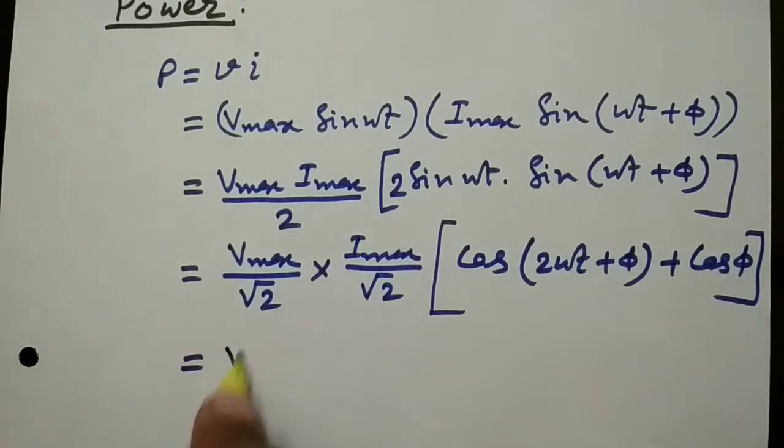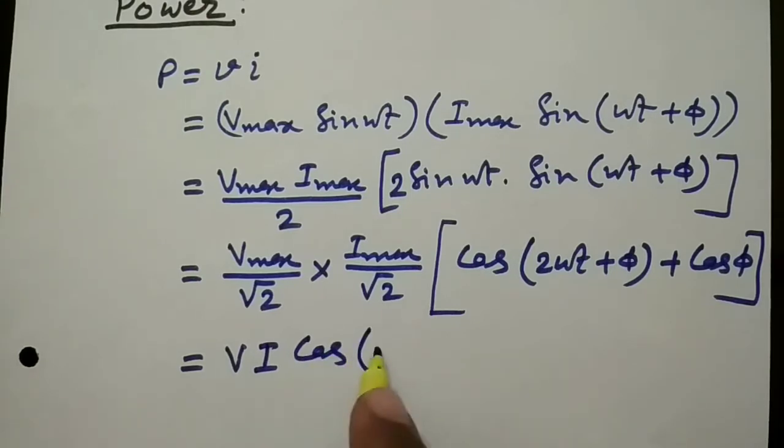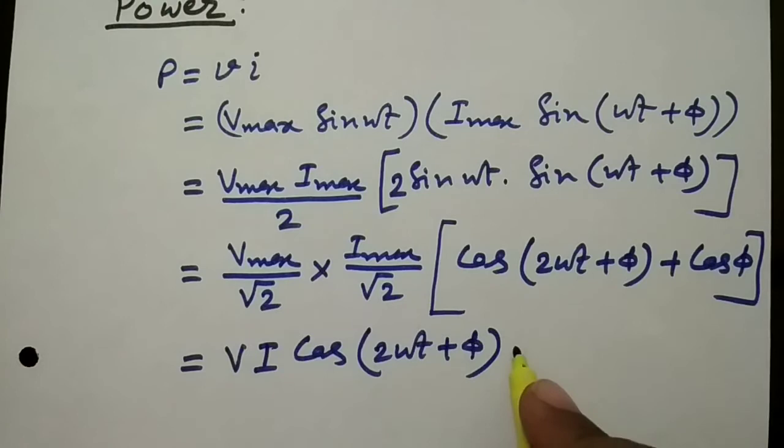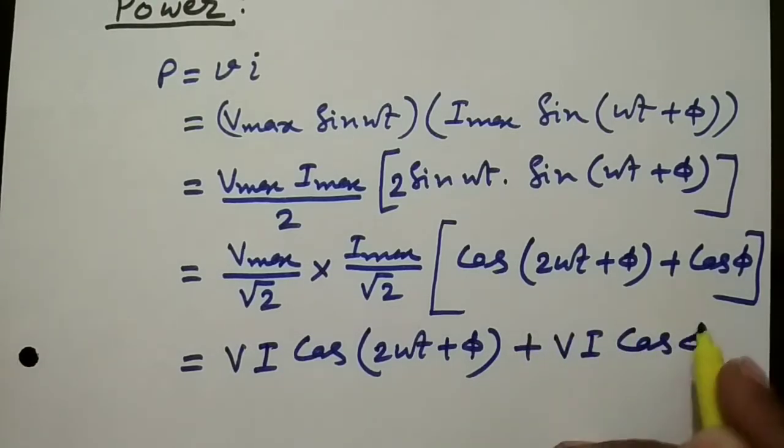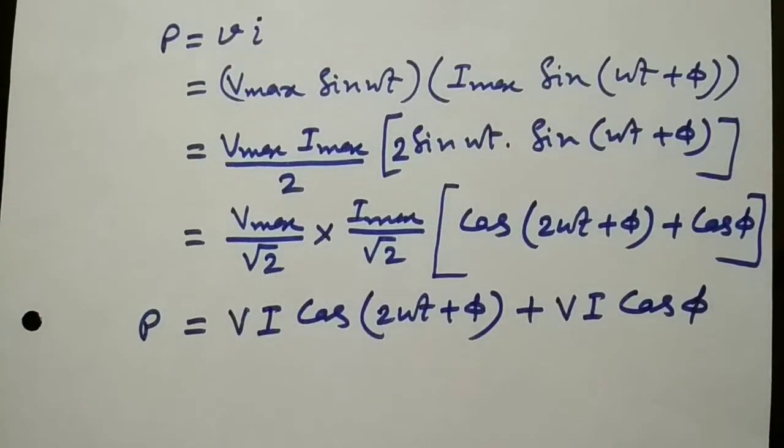So it is Vrms Irms cos(2 omega t plus phi) plus Vrms Irms cos phi. This is the expression of the instantaneous power. Now in the first term it is omega t, so it depends upon time. Therefore over a complete cycle the average power will be 0.